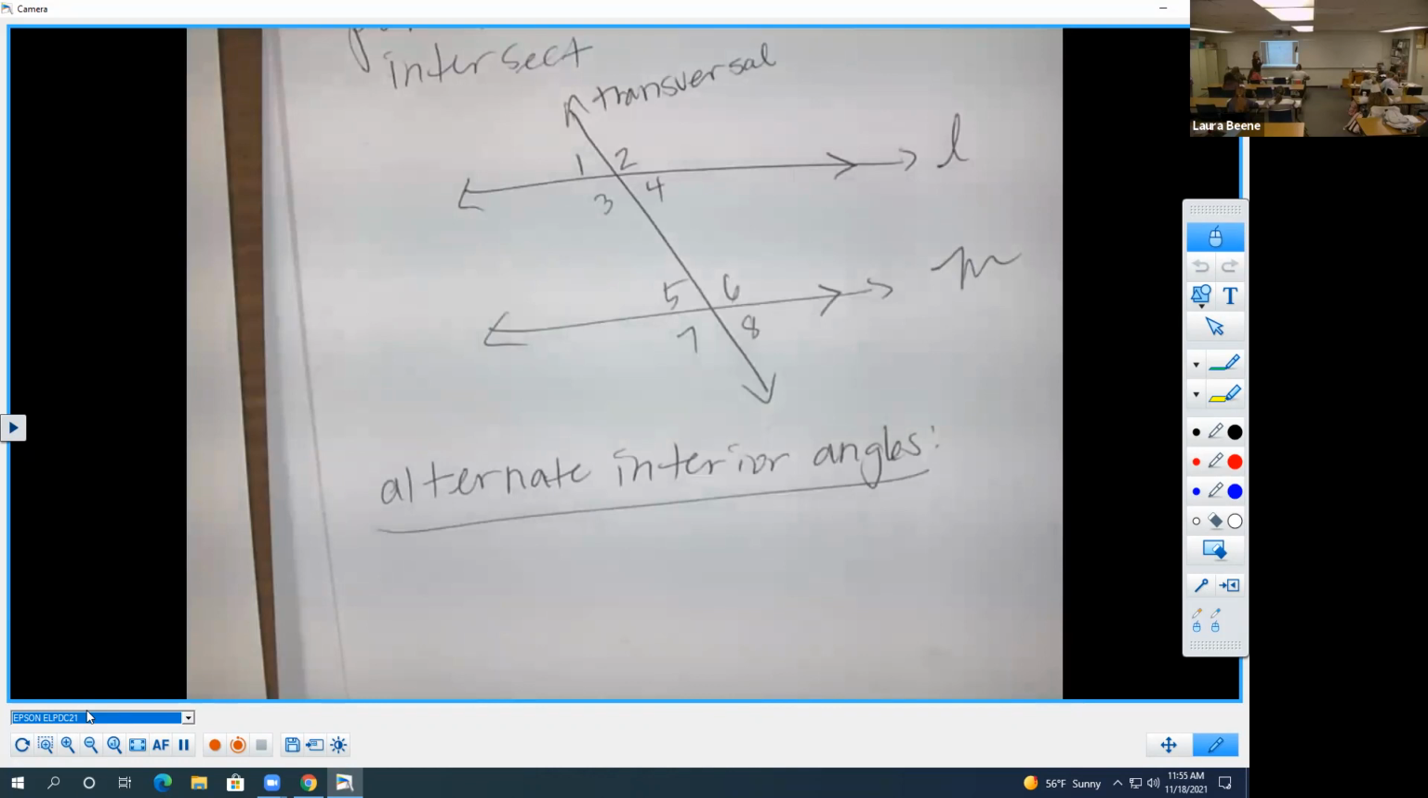When I was in geometry in high school, we called this the Z property. Okay, the only problem with this is it also works the other way. It's like a backwards Z. It's not very easy to see. The 3 and 6 are also alternate interior angles. Okay, so the theorem says that if you have two parallel lines cut by a transversal, alternate interior angles are congruent.